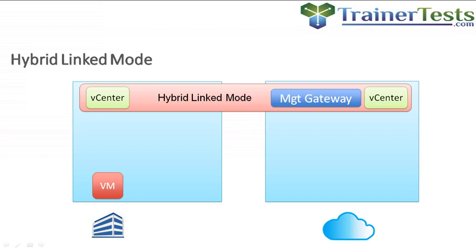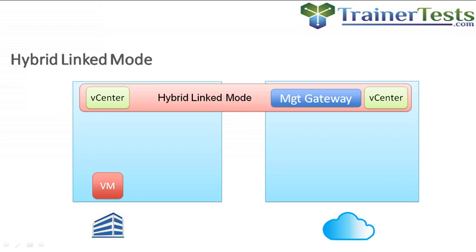And then on the right side, we see the VMware Cloud on AWS. And we've got our management gateway, right, which is essentially an NSX edge that provides connectivity to the management network of our VMware Cloud on AWS software-defined data center. And utilizing that management gateway, we can connect up to the vCenter server there, and we can create a relationship between the two called hybrid linked mode.